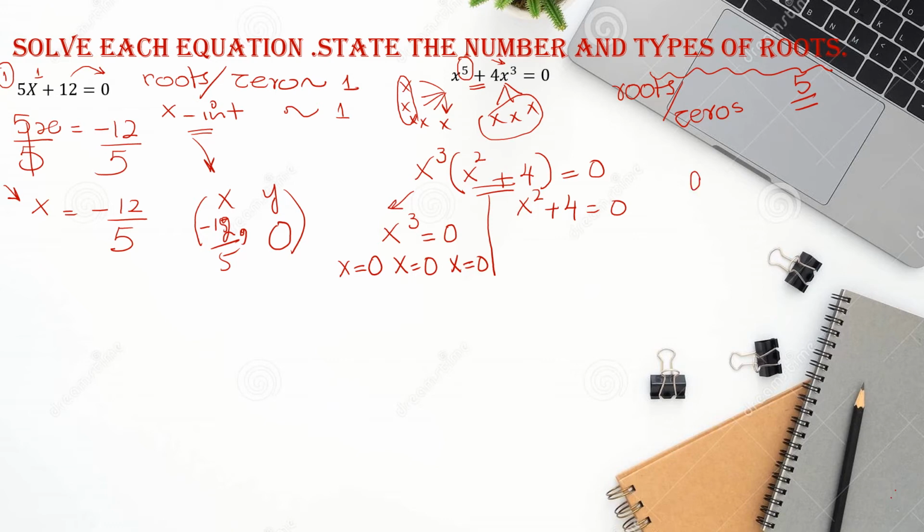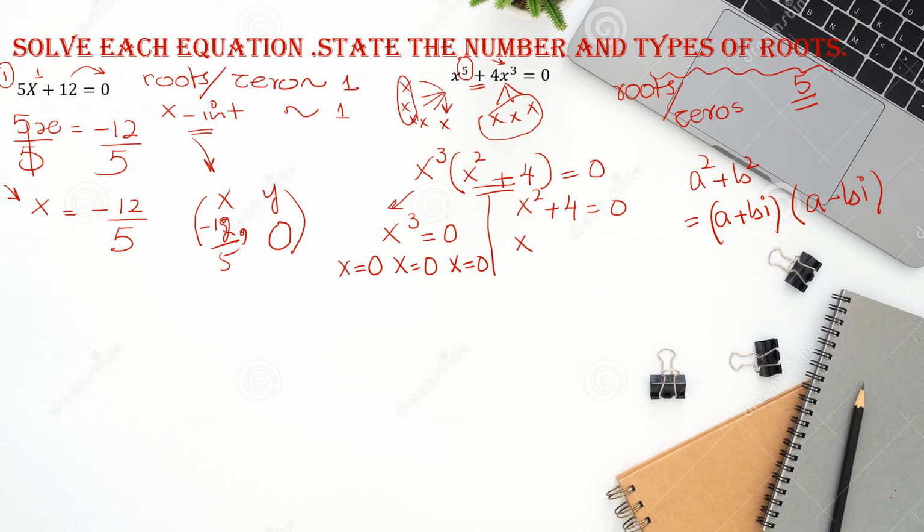If you remember, we have studied previously that a square plus b square is written as a plus bi and a minus bi. This is the formula for a square plus b square. So here the square root of x square is x.